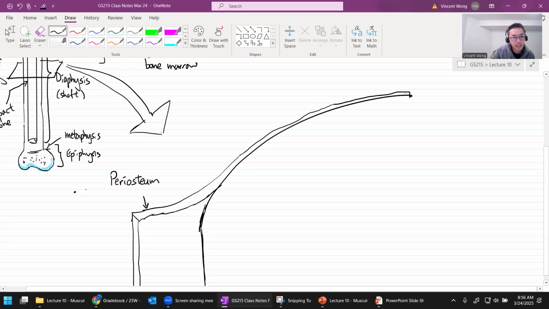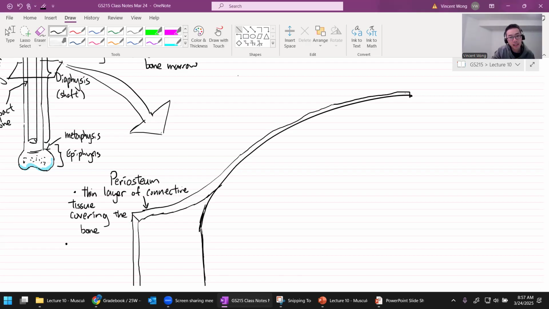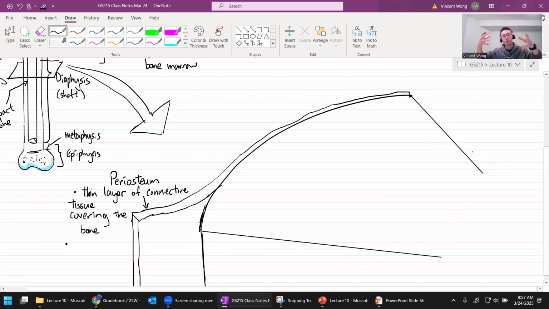Periosteum. It's a thin layer of connective tissue covering the bone. Okay, let me give you a moment to sketch this out first. And I guess I should draw the rest of it so you understand what's going on. It's gonna be like a slice. I'm not gonna draw the whole tissue paper, okay? I'm just gonna draw a sector of it. Almost like a wedge of cake.